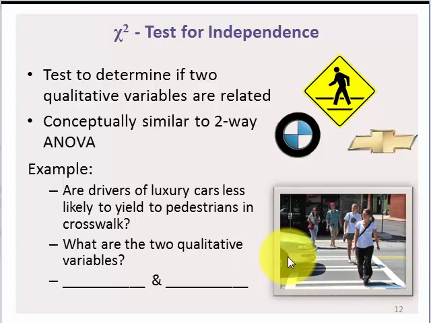And they kept track of two things. They kept track of whether or not the car stopped and whether or not the car was a luxury car, so either like a BMW versus, say, a Chevy. Not that Chevys aren't very nice cars. Okay, so what are the two qualitative variables that they're looking at here? One is whether or not the car was luxury or standard, so that would be the first line here, type of car. And the second thing was whether or not the car yielded, so whether the car stopped.